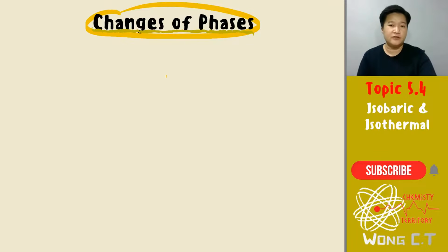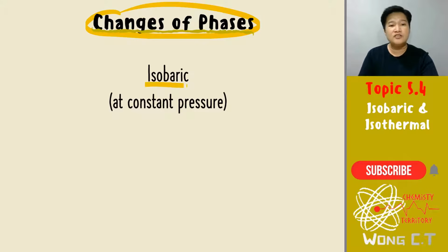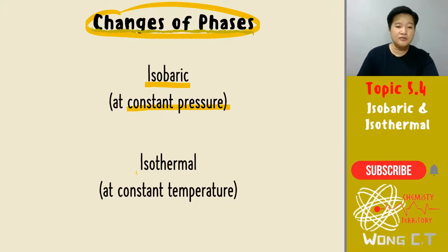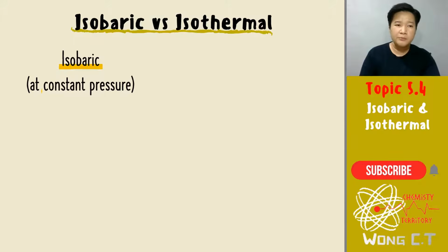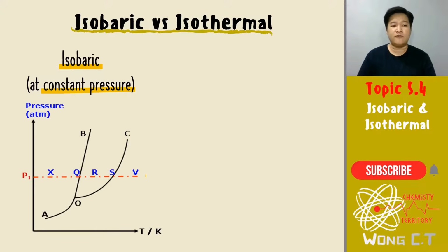We have 2 conditions for the changes of phase. The first one is isobaric. Isobaric means at constant pressure. Second is your isothermal. From the word thermal, you know that is at a constant temperature. So, let's look at isobaric first. What do I mean by constant pressure? Looking at your phase diagram, your y-axis is your pressure. Constant pressure means we are going to talk about one pressure only. The temperature can change, but the pressure must remain constant. That is your isobaric, constant pressure.